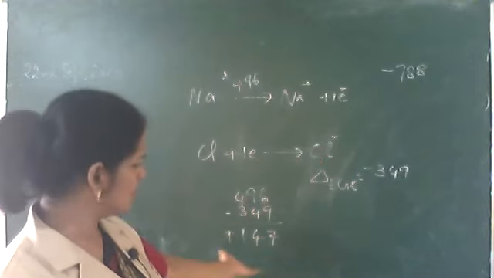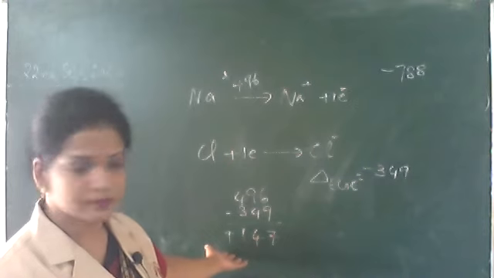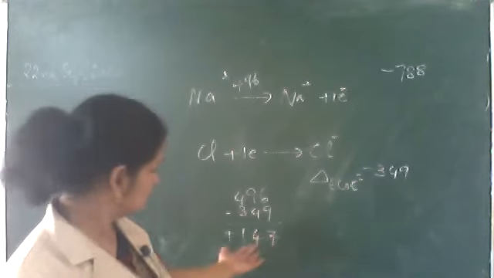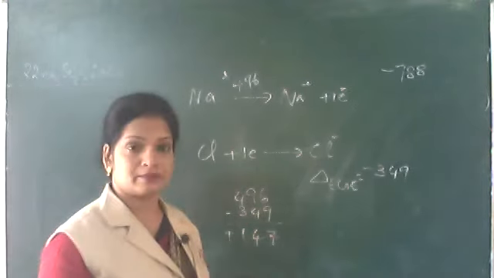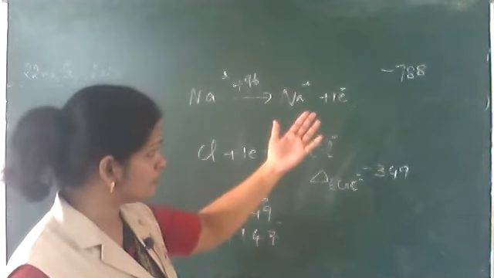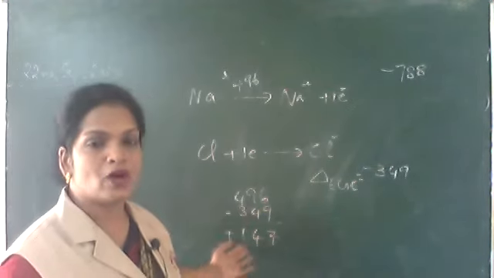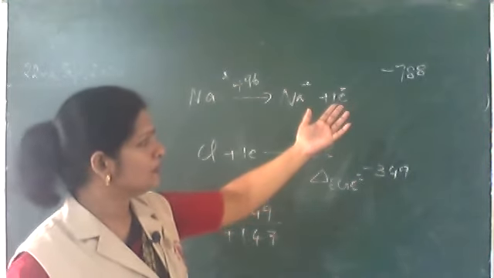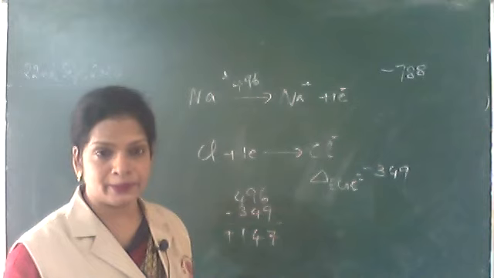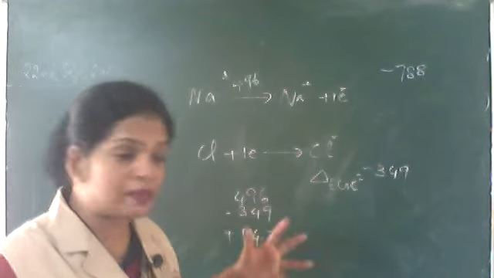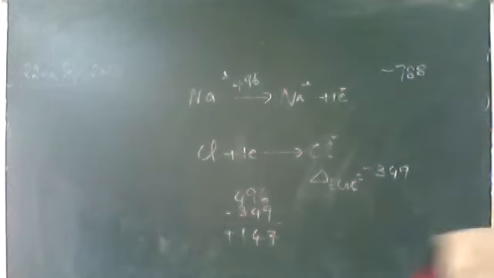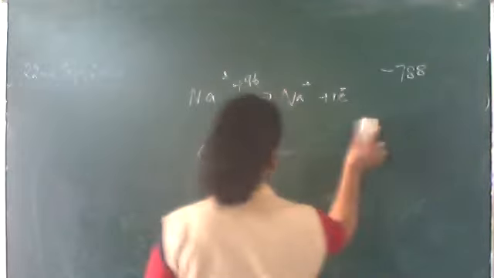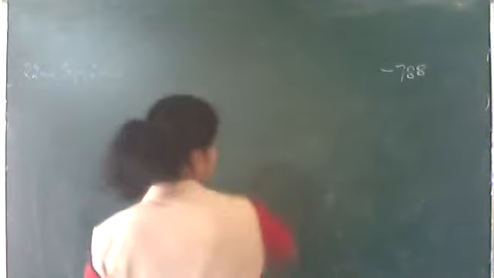That will be more than compensated. So this will be more than compensated by that minus. This value can be more than compensated by that high negative value. So that is what is meant by lattice enthalpy. So when Na plus and Cl minus ions come to form the crystal lattice.